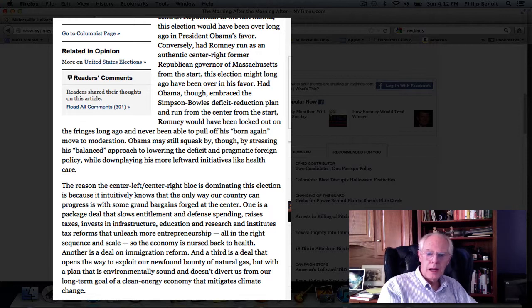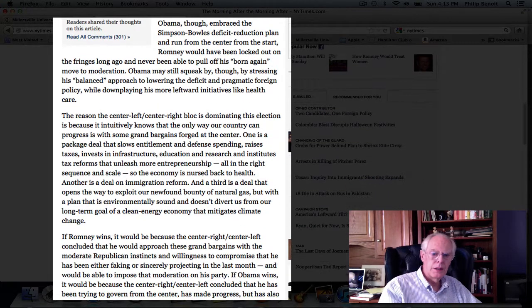"Obama may still squeak by, though, by stressing his balanced approach to lowering the deficit and pragmatic foreign policy, while downplaying his more leftward initiatives like health care." Okay, what about that sentence? There is a little bit of a colloquial expression in there. "Squeak by" is not something that, again, you would expect to see in a very formal academic kind of piece of writing. So again, accessible, conversational, "Obama may still squeak by." Another example of the kind of style that opens it up to the reader, says, I'm talking to you on a level that anyone could easily understand. Okay, let's move on to the next paragraph.